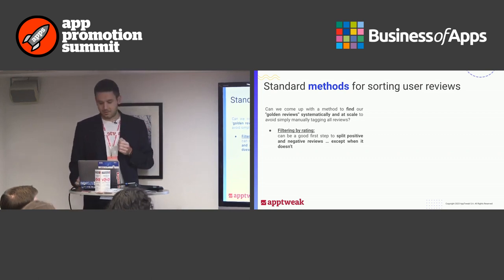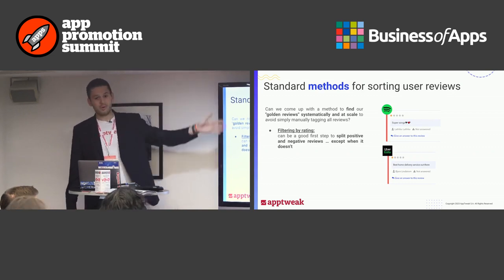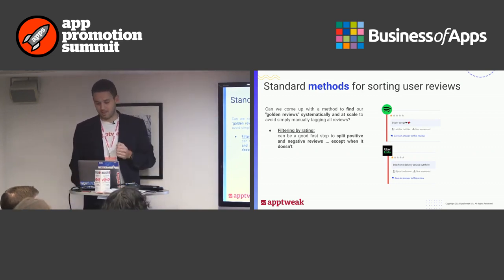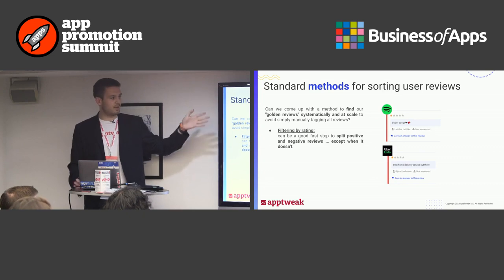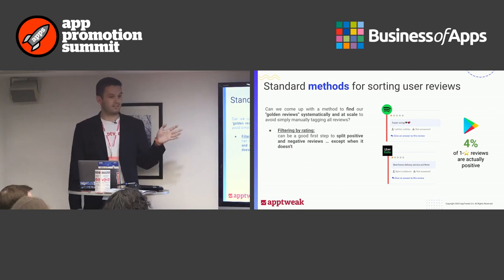This has some limitations, because you can also come across this: you have a poor rating associated with positive content. We wanted to quantify this a bit, and what we have found is that on Android particularly, 4% of all the 1-star reviews out there are actually linked to positive content. So that's kind of a pain.